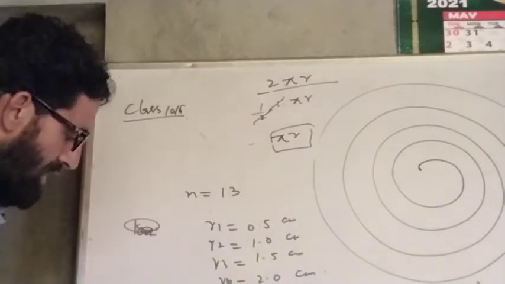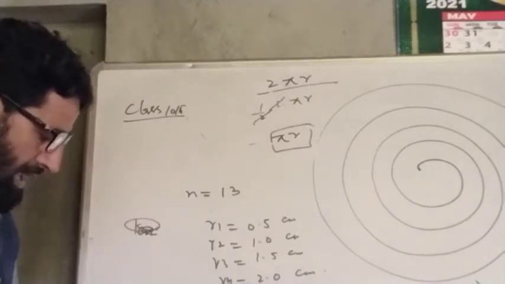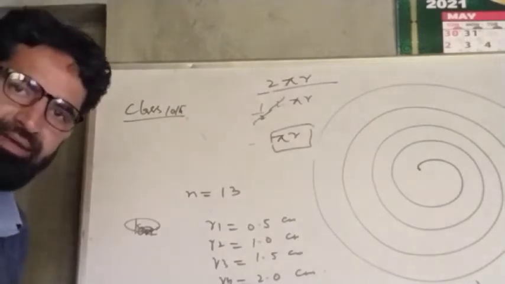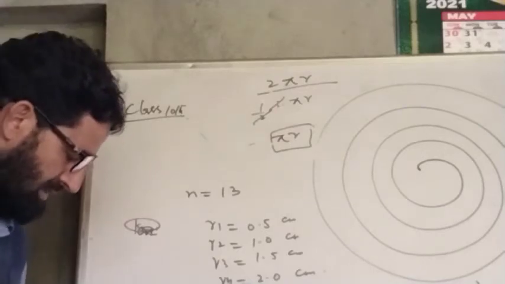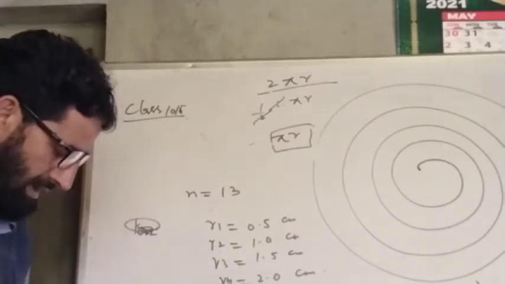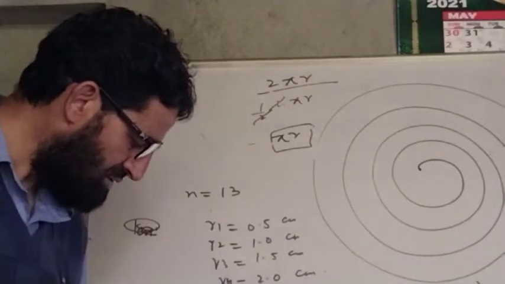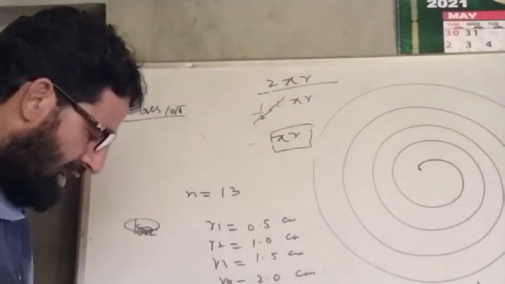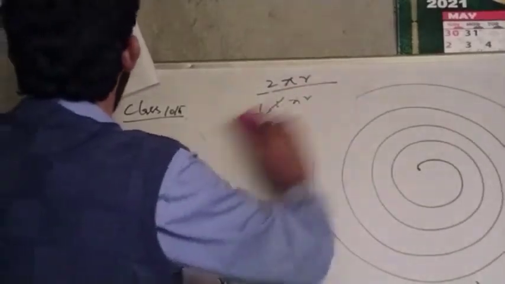So Sn is n by 2 into 2a plus n minus 1 into D. This is 13 by 2 into 2 into 0.5 pi plus 13 minus 1 into 0.5 pi. Now see, 2 5s are 10, this is 1.0 pi. 12 5s are 60, this is 6.0 pi. 6 plus 1 pi is 7 pi. So giving value to pi, you know that is 22 over 7. That is 13 by 2 into 7 into 22 over 7. 7 and 7 get cancelled. 2 1s are 2, 2 11s are 22. 11 into 13 is 143 centimeter. So this is how it goes. This was question number 18.